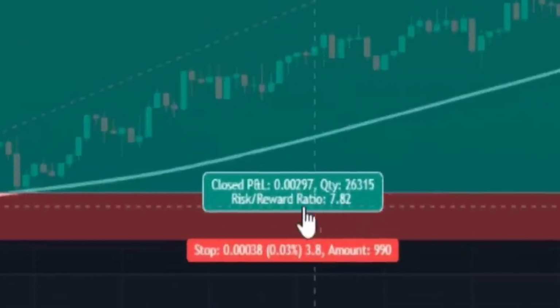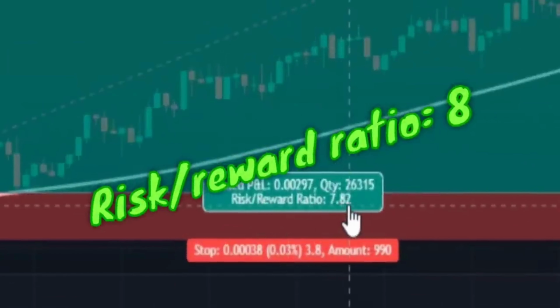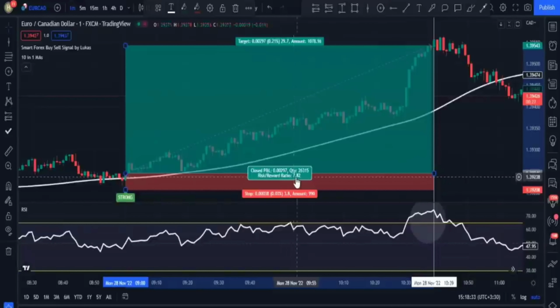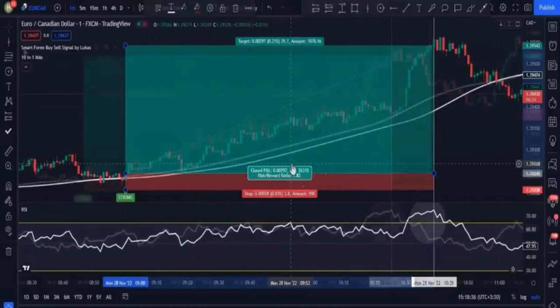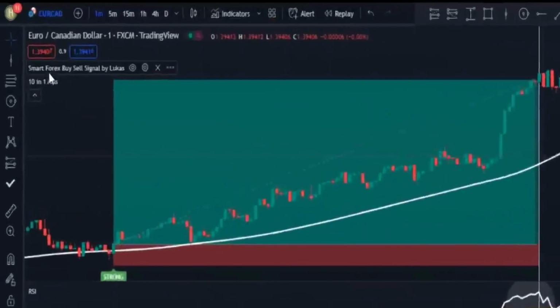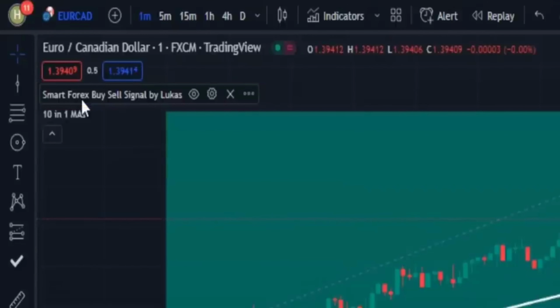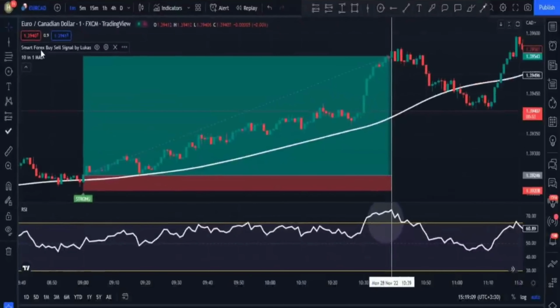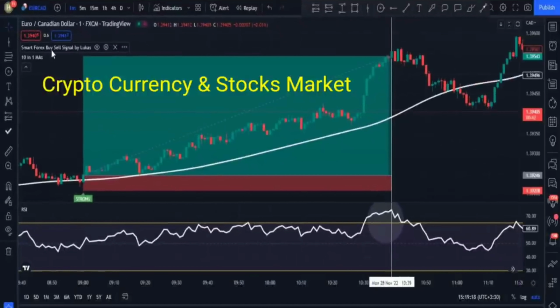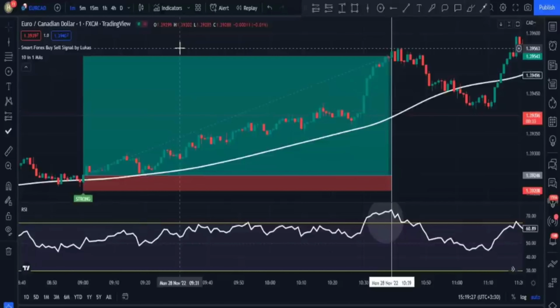If you pay attention to this trade's risk-reward ratio, you can see that it's got a crazy 7.8 ratio. Such a ratio is really amazing for a trade in the 1-minute time frame. But the thing with this indicator is that, as its name suggests, you can use a smart forex buy-sell signal only in forex currency pairs. But you don't need to worry. If you want to use a similar method in cryptocurrencies or stocks, I'll introduce such an amazing similar indicator to you.